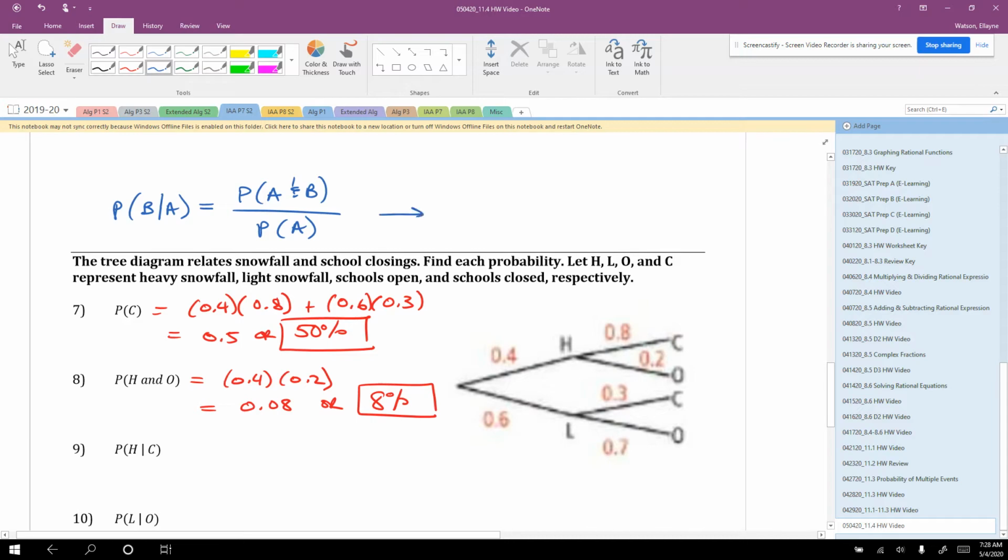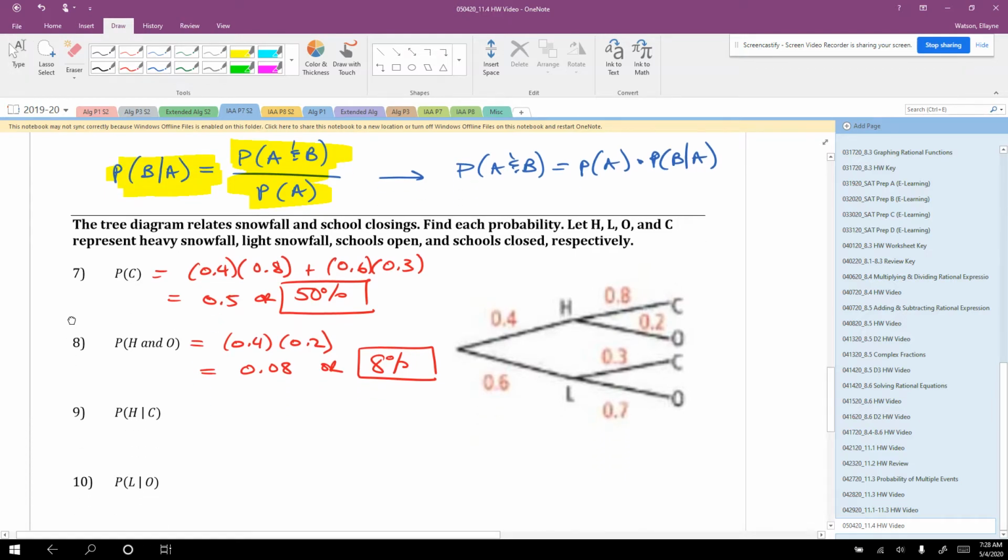And this can also be written, if you just rewrite this, as the probability of A and B is equal to the probability of A times the probability of B given A. Now I'm going to use this first one right here, but I just wanted to show you that it works both ways because it's just a different way of rewriting it. I'm going to use this entire thing. Okay, so let's look at number 9 here.